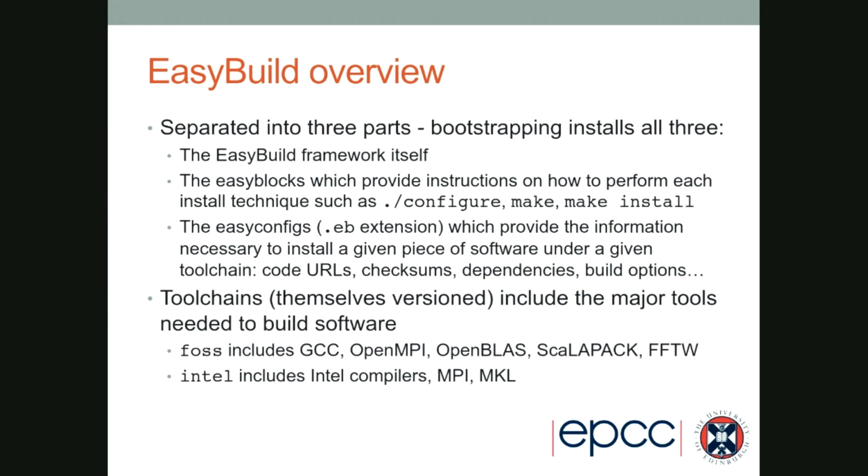The Easyconfigs are the third component, and these have .eb extensions. Easy blocks are Python code saying how you perform install steps. The Easyconfigs instead provide the information that the easy blocks use. So it's all very well knowing how to do a configure, make, install, but they need to know what it is that they're configuring, making, installing.